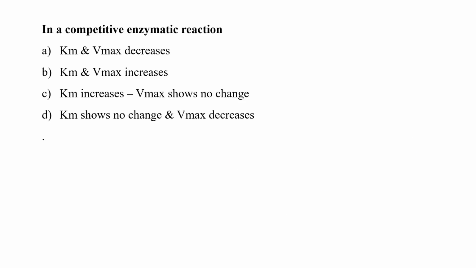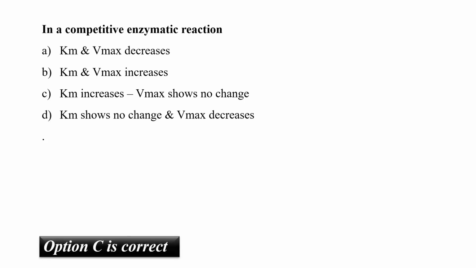In a competitive enzyme reaction, Km and Vmax decrease, Km and Vmax increase, Km increases and Vmax does not show any change, or Km shows no change while Vmax decreases. Basically, competitive inhibitors compete with the substrate at the active site and therefore they increase the Km but the Vmax remains unaffected. So option C is the correct answer.